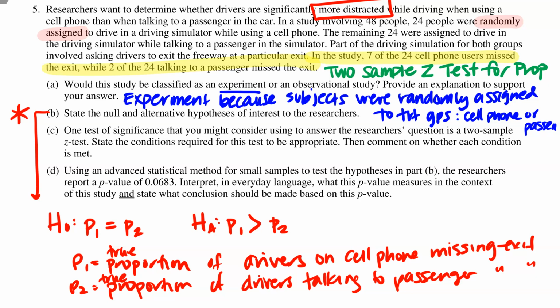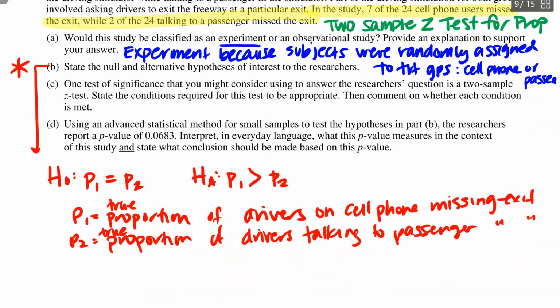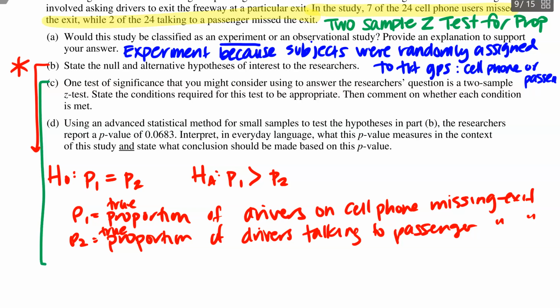So C says 1 test of significance that you might consider running to answer is a 2-sample z-test. And then, that thing I said I thought they would ask us. I promise you I did not look at these questions ahead of time. What conditions do we need for this to be appropriate? Then comment on whether it's met or not. So we're going to throw down our 4, even though we know the AP typically only asks for 3. We're not going to get in trouble for the 4th one.